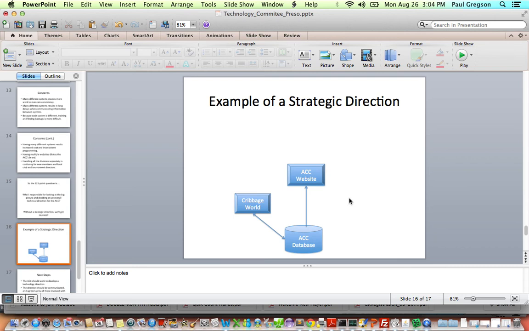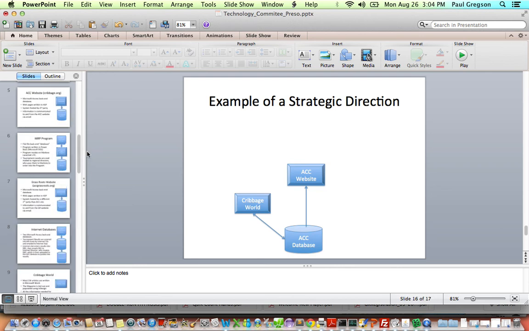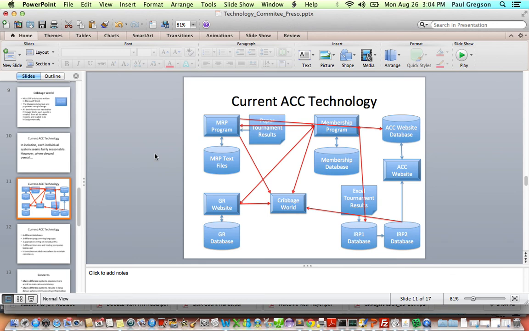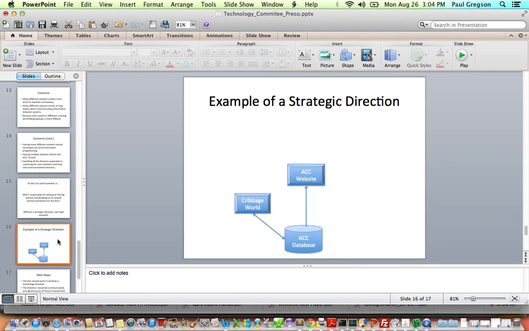And so instead of having this be the ACC's technology picture, this could be the ACC's technology picture. Now that's just one example. And then, if that were the strategic direction, all decisions about individual systems and how they communicate, and putting a plan in place in order to work towards that strategic direction, would become much clearer.